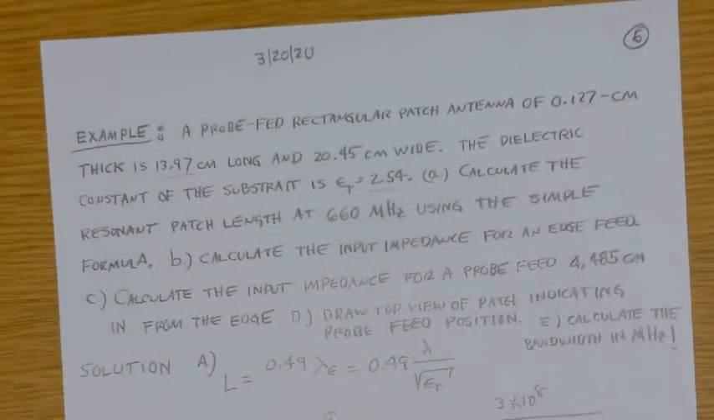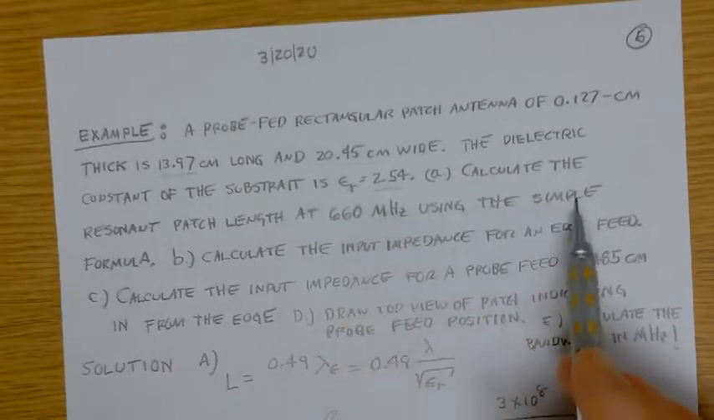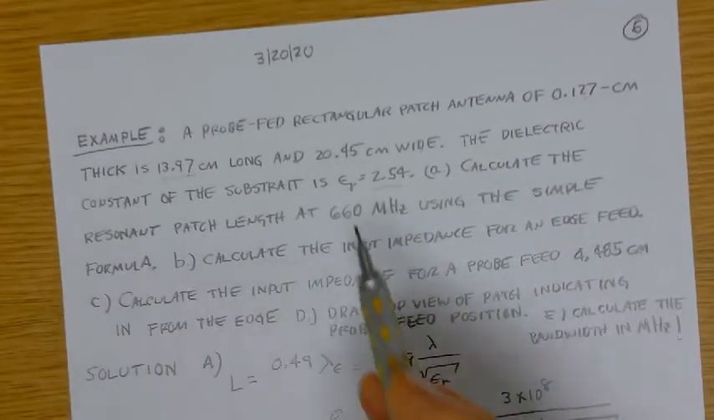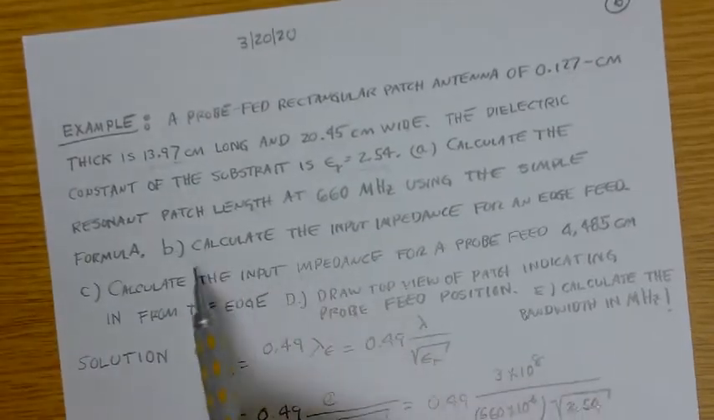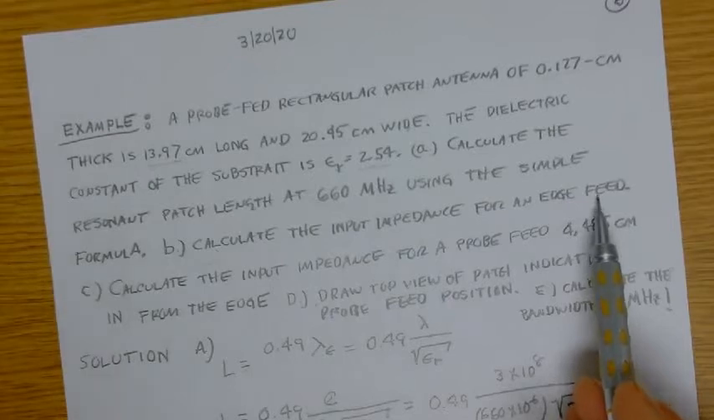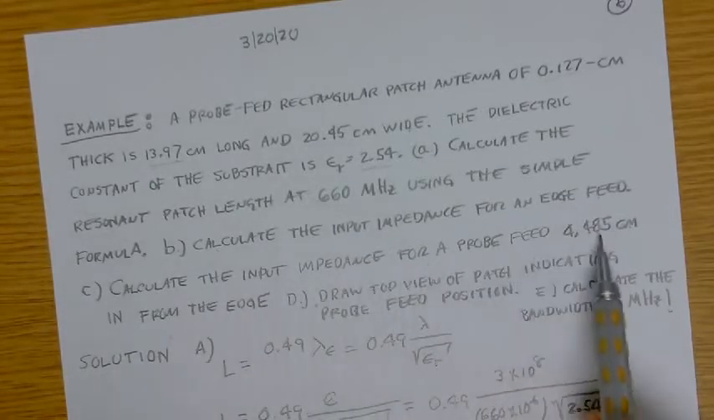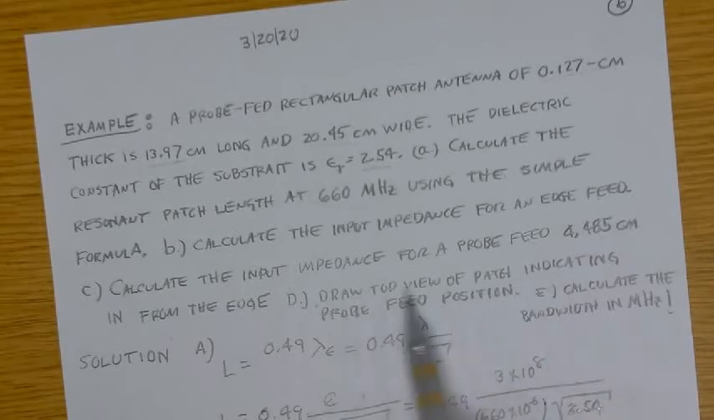So calculate the resonant patch length at 660 megahertz using the simple formula that we have, right? So we want this thing to resonate at about a half a gig, or 660 megahertz. Then in the B part, calculate the input impedance for an edge fed, and then calculate the input impedance for a probe fed that's 4.485 centimeters from the edge. Draw the patch, draw the top view of the patch indicating the probe feed position, and then calculate the bandwidth of this thing.